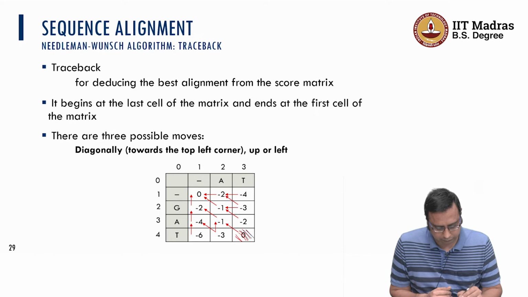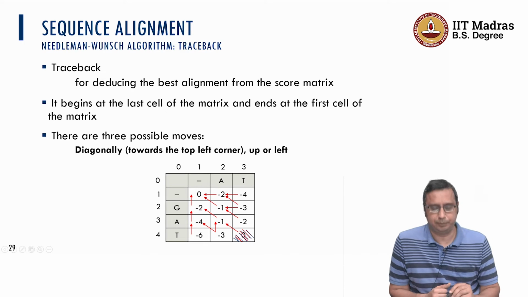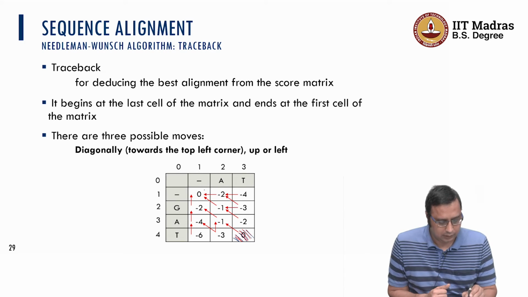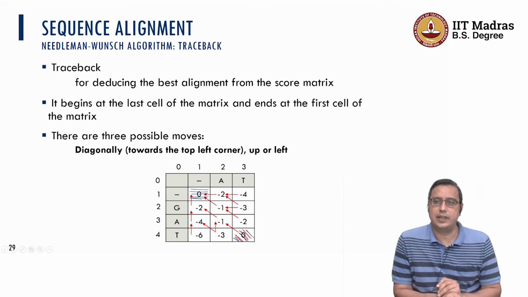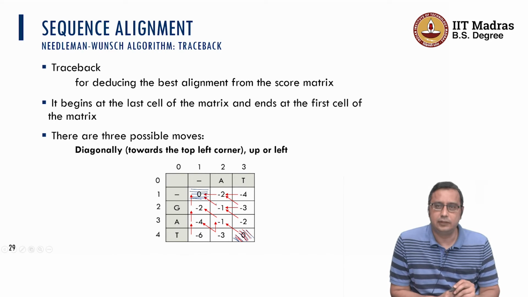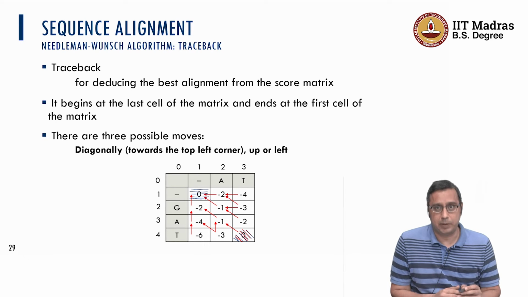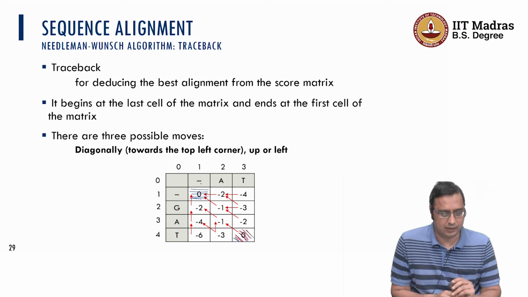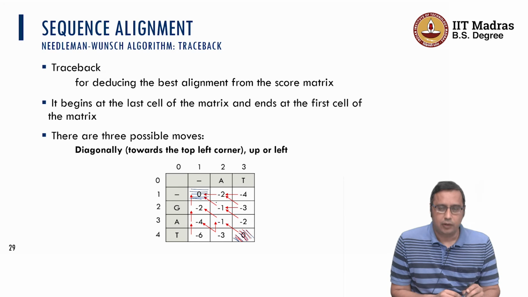This is the element, and we have to go to the first element. And what we are saying is, can we find a path from this to this element? There are also possibilities of multiple paths, but can we find the path from the last element to the first element, or the last cell to the first cell of the matrix, so that we can get the best alignment.